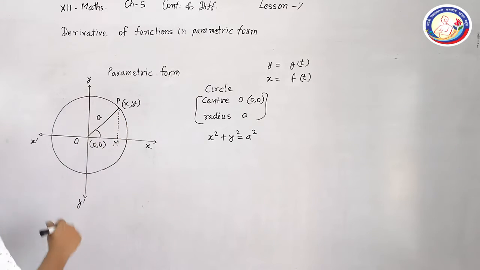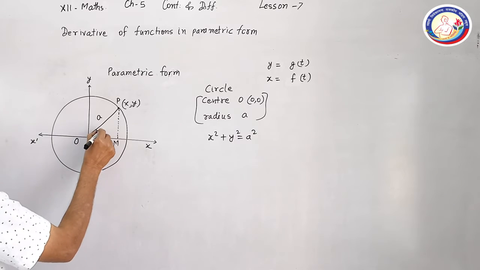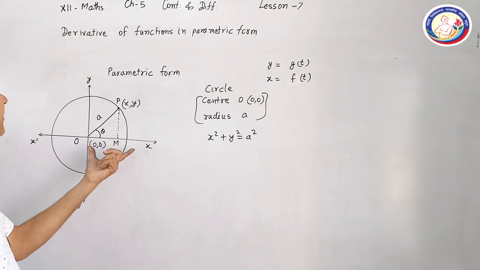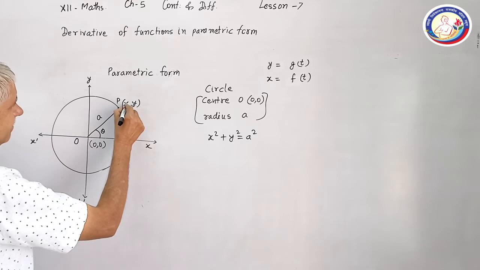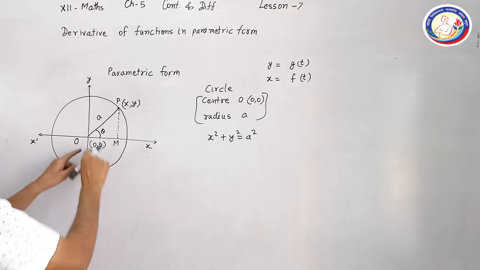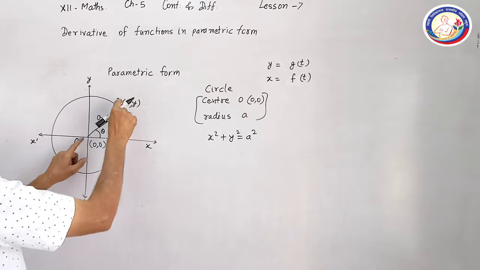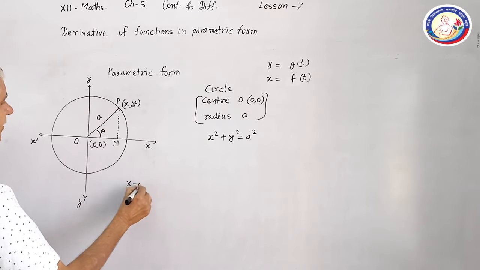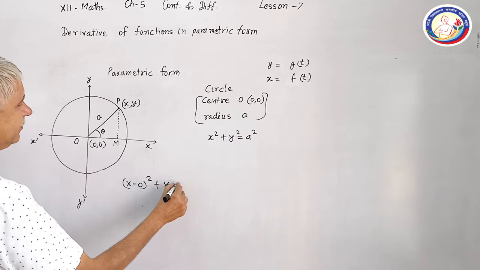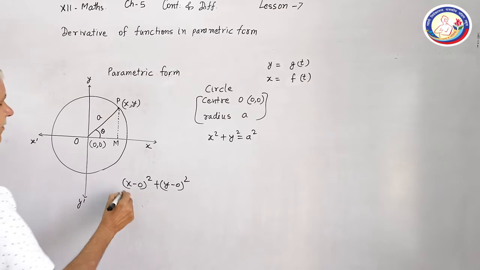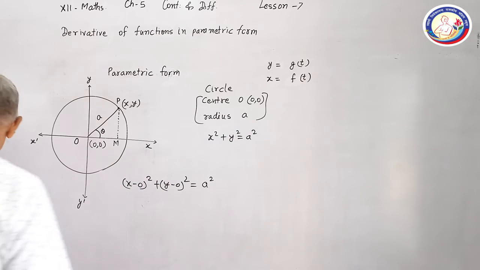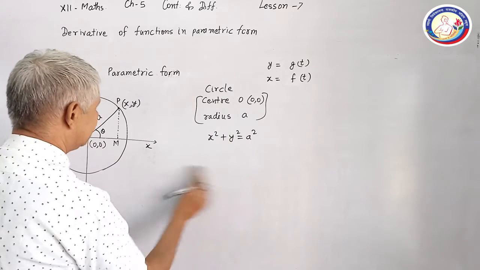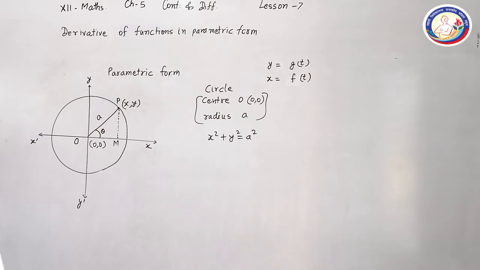Say this radius OP in this circle makes angle theta with the initial line OX. P is a general point whose coordinates are (x, y). So the distance between O and P, that is the radius, is the square root of (x minus 0) square plus (y minus 0) square, and its whole square will be a square, radius equal to radius, and this gives this equation. If we want to express x and y in terms of theta, then what will we do?